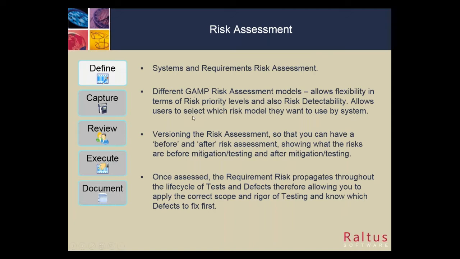So just to touch on that risk assessment, we have basically a systems risk and a requirements risk assessment. And as David pointed out, we have taken multiple GAMP risk models that you can use in terms of deciding the complexity of it and what you want included in it. You decide what you're going to do, and you can then set the system and the risk model that it's going to use. The requirements risk, you can also version before and after and see what the mitigation is.